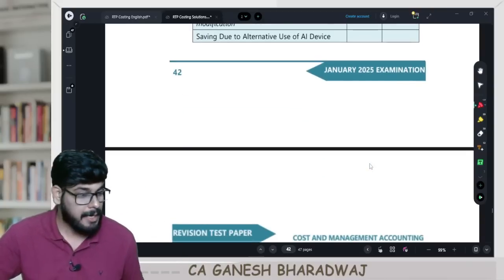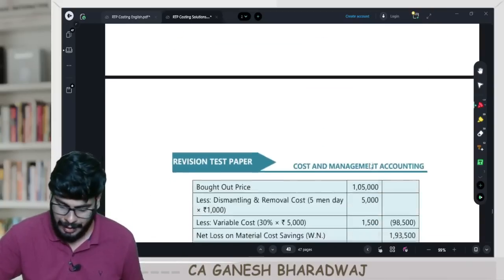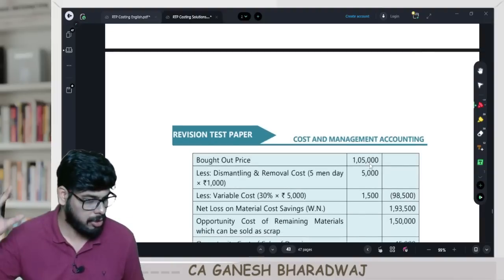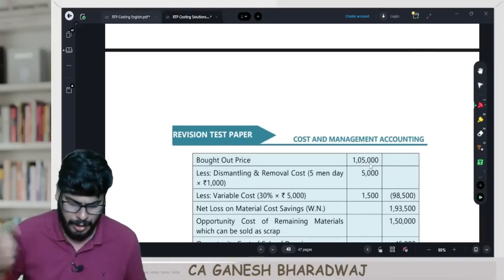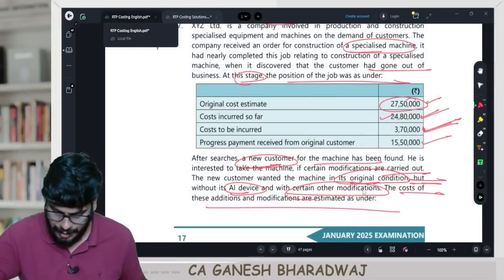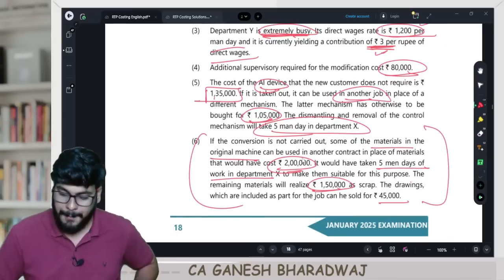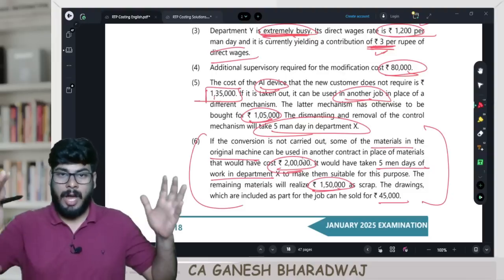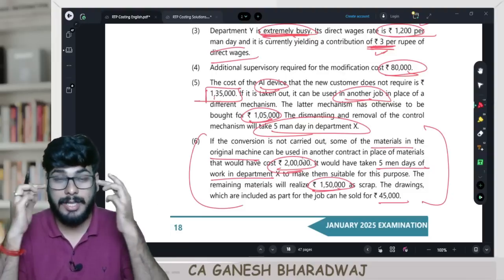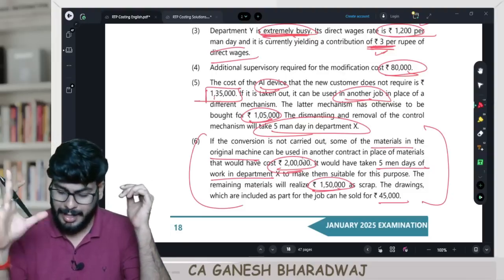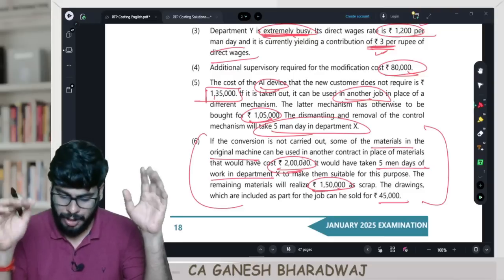The next one. Now, let's go to the paragraph that talks about what? That talks about your AI device. Now, let's see what it says. Now, AI device. I have already built this machine using this AI device. Now, this customer is saying, I don't want AI device. You remove it. I don't want it. Now, what are they saying?